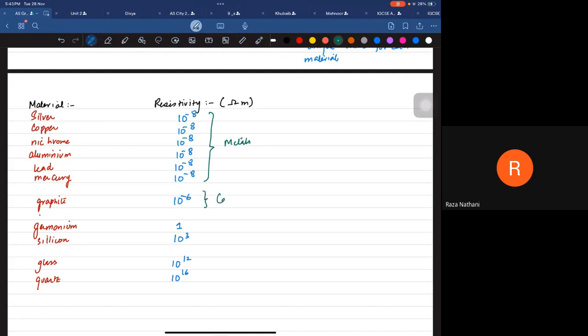This is carbon, conductor. These are semiconductors, and these are insulators. So you can remember these values, and this is how it's going to be.